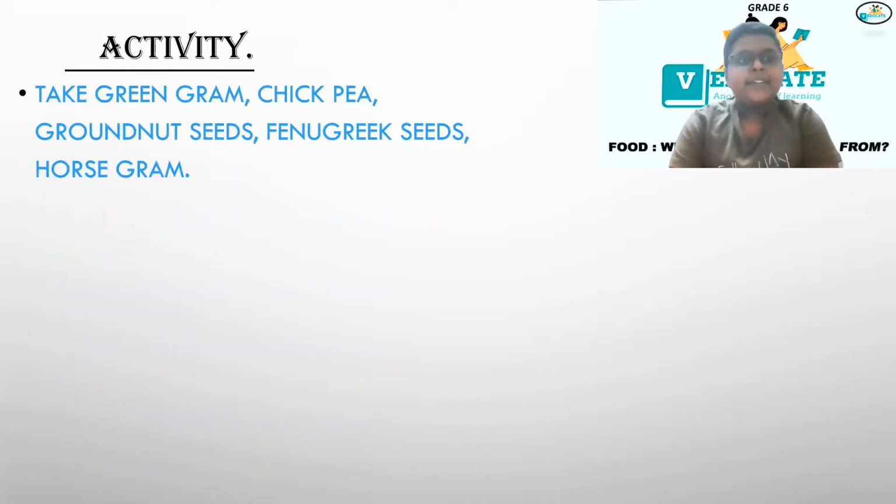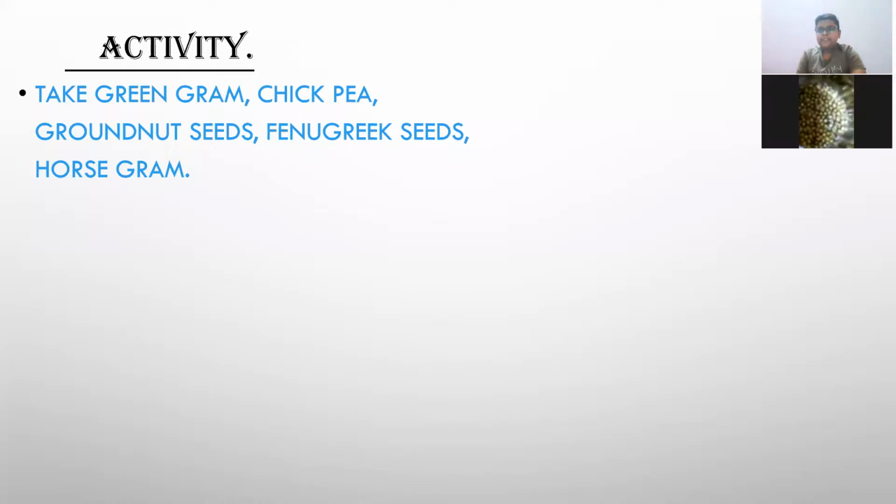Take green gram, chickpeas, groundnut seeds, fenugreek seeds, horse gram. You can perform this activity in your house with only a few items. Here you only take some green gram. Don't take all of these. Green gram is common in most houses. I will show which is green gram. I can't zoom in, but you can see it small. So it's the green gram.